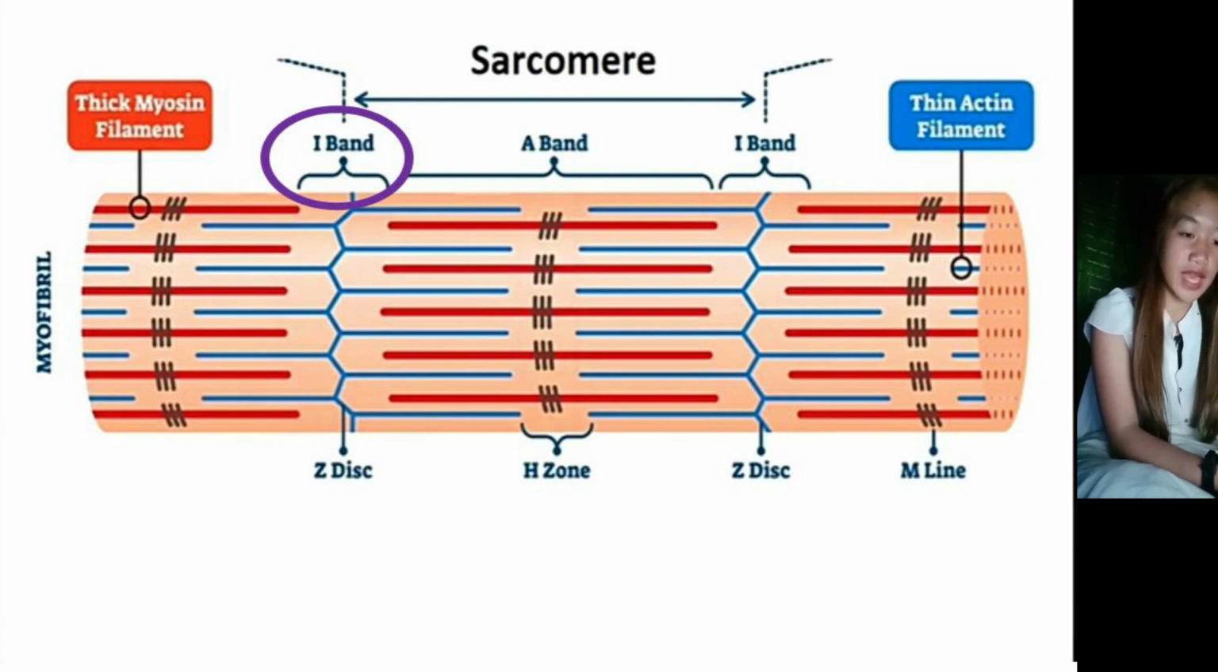The I band is the lighter zone that contains the rest of the thin filaments but no thick filaments. So just remember, the I band is the lighter zone. And this contains the thin filaments, so it has no thick filaments. So, I band, the lighter zone.